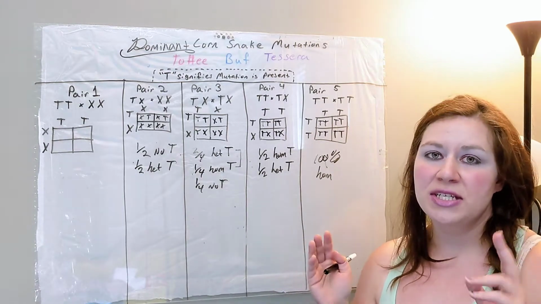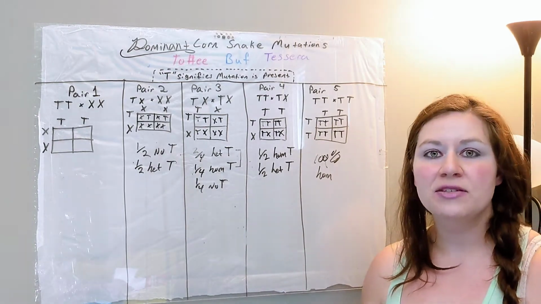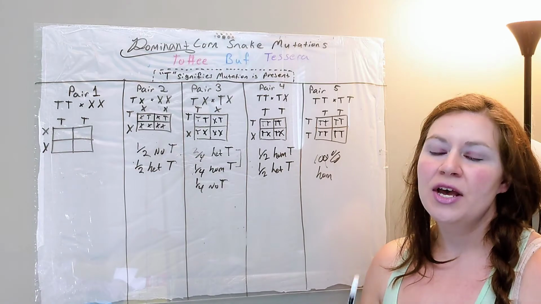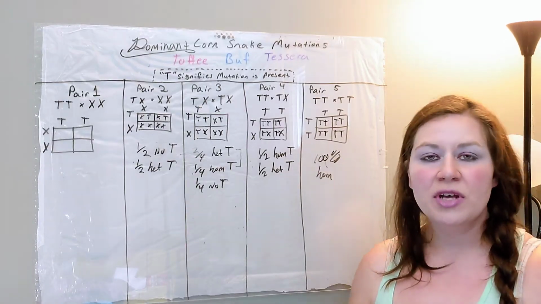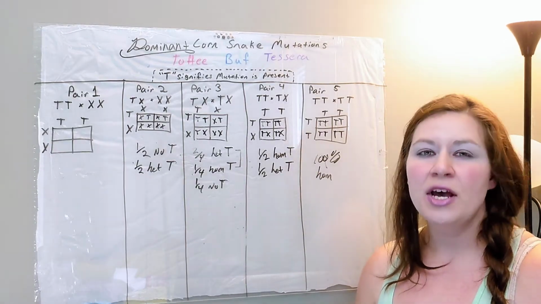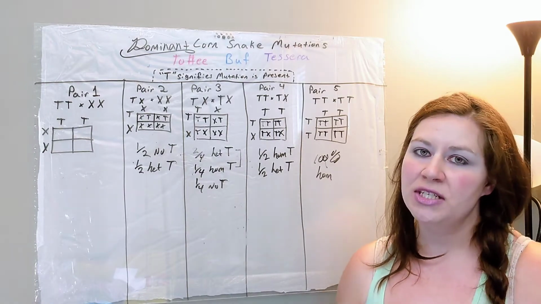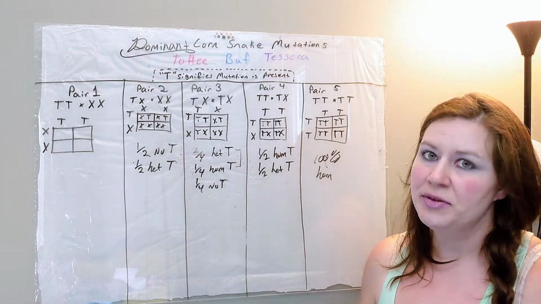Also, you'll probably want to watch the second video in the series that I made last week on recessive mutations, because recessive mutations are going to be the most common ones that you'll run into with corn snakes, so you're definitely going to want to be comfortable with recessive mutations before moving on to dominant mutations.